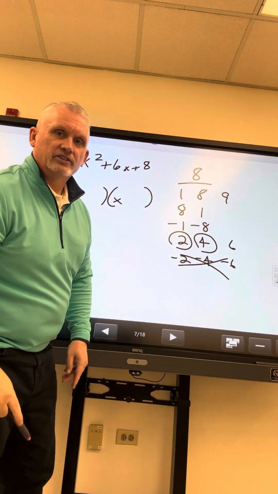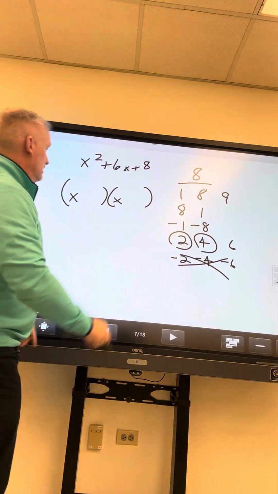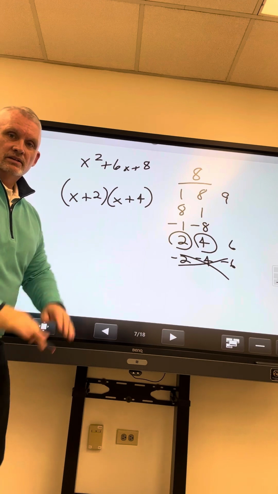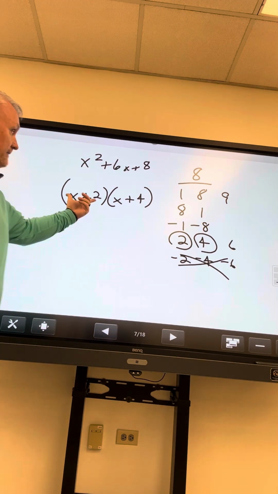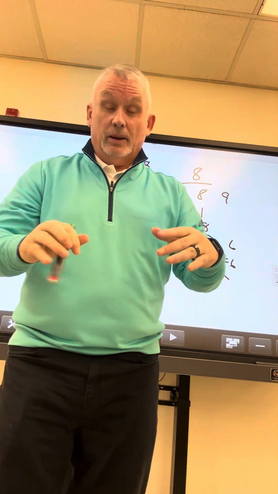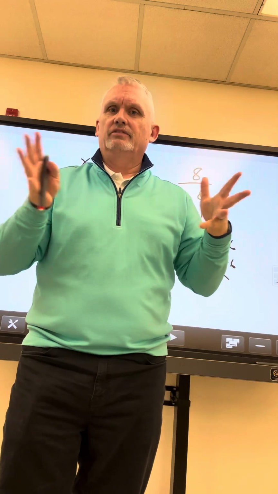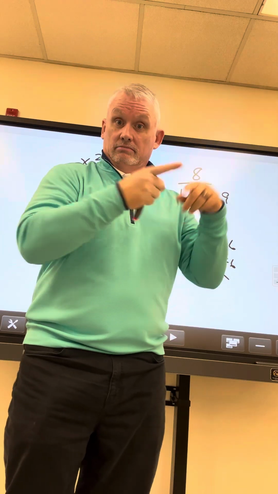Those are my 2 factors. This is a positive 2 and a positive 4. Watch. Positive 2, positive 4. Done. That thing is factored. Step 1, parentheses. Step 2, split up the x, or the y, or the a. It doesn't have to be x. The next thing, do the factors of C that add up to B.